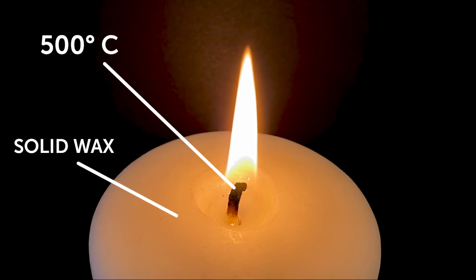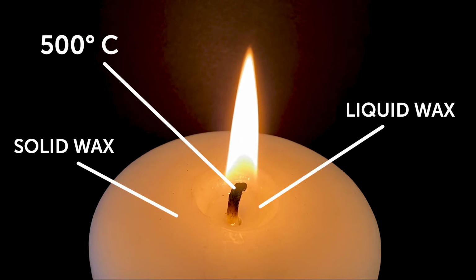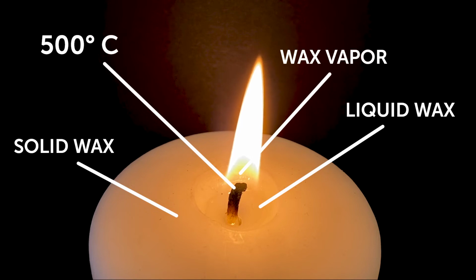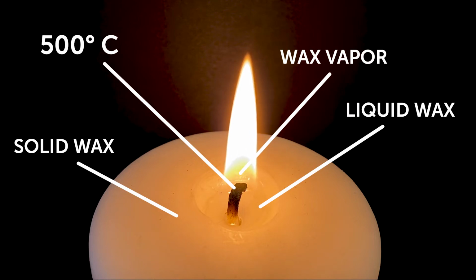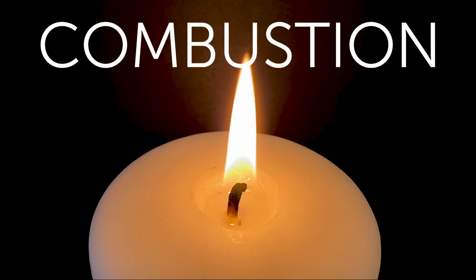This melts the solid wax into a liquid that the absorbent wick sucks up into the flame, where the hydrocarbons get so hot that they become gases. These gaseous hydrocarbons react with oxygen in the air to form carbon dioxide and water vapor, releasing energy in the form of heat and light. This reaction is called combustion.